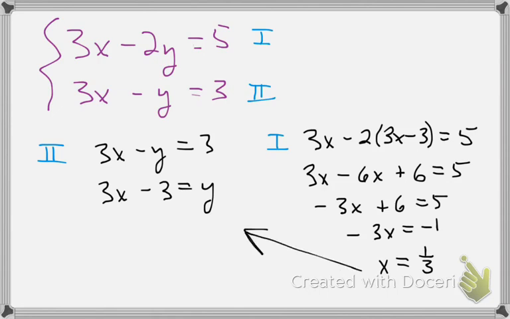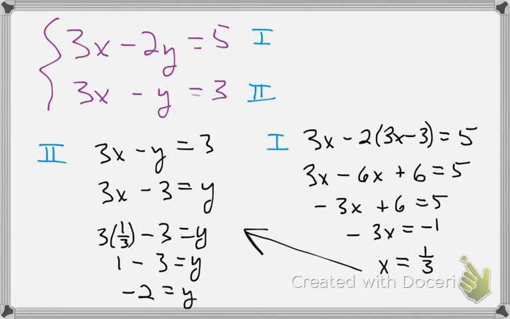Back substitute for y, which we conveniently have an equation for. So I have 3 times 1/3 minus 3 equals y. You guys agree? What's 3 times 1/3? 1 minus 3 equals y, so y is negative 2. You guys agree? So what's my solution? Yep. How many solutions do I have? One solution. The coordinate pair, (1/3, negative 2).